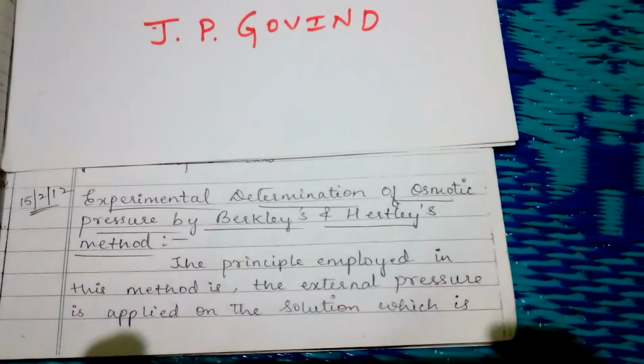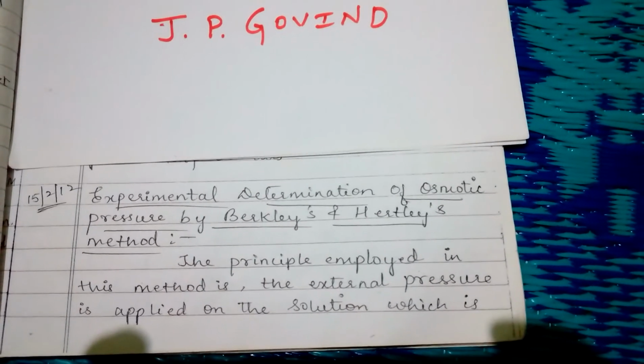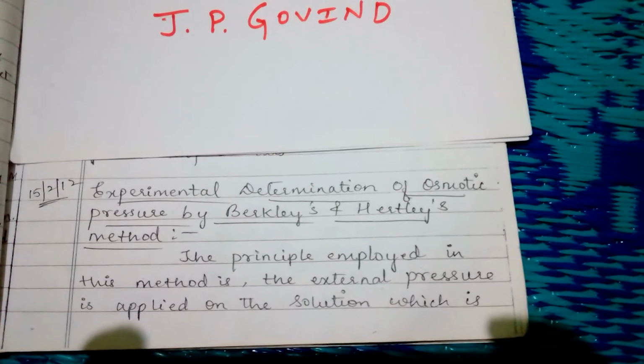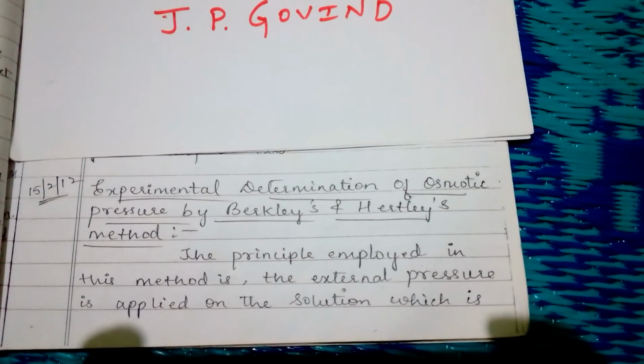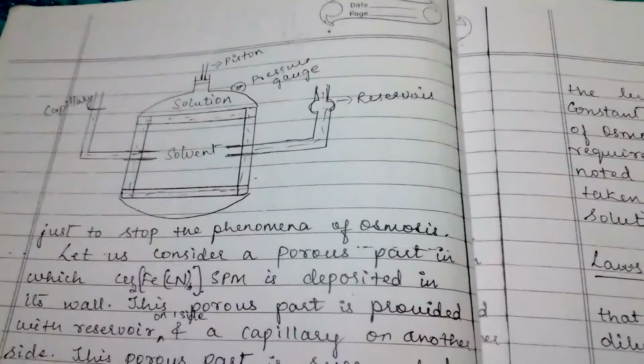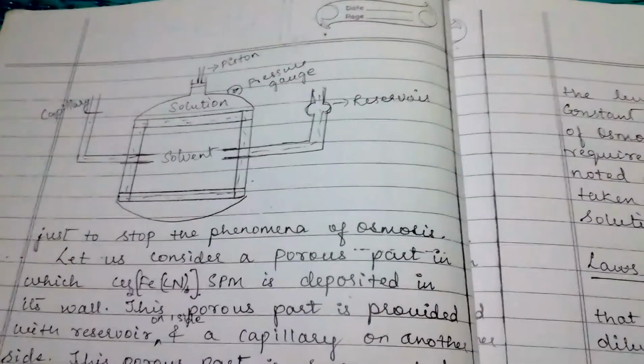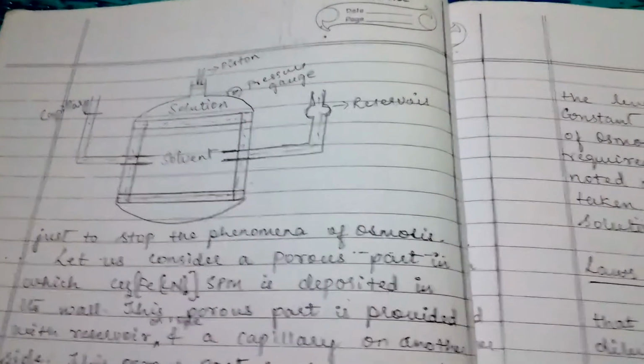Let us continue the second part of the colligative property: experimental determination of osmotic pressure by Berkeley and Hartley methods. The principle employed in this method is that external pressure is applied on the solution, which is just enough to stop the phenomenon of osmosis, as you can see in the figure given above.